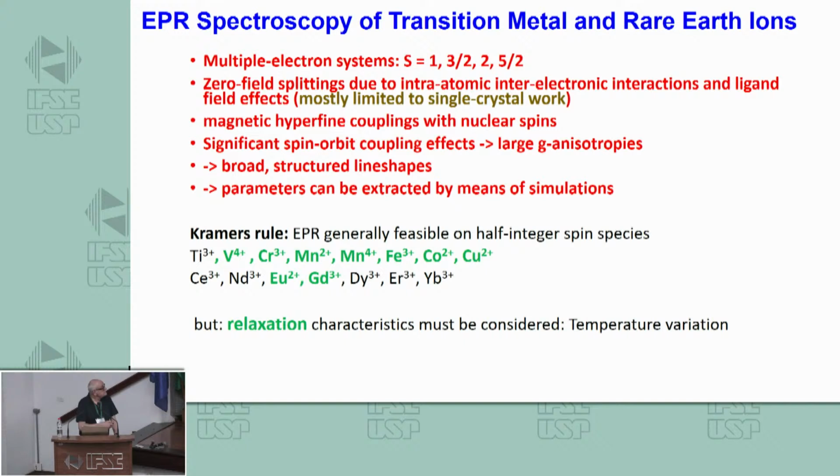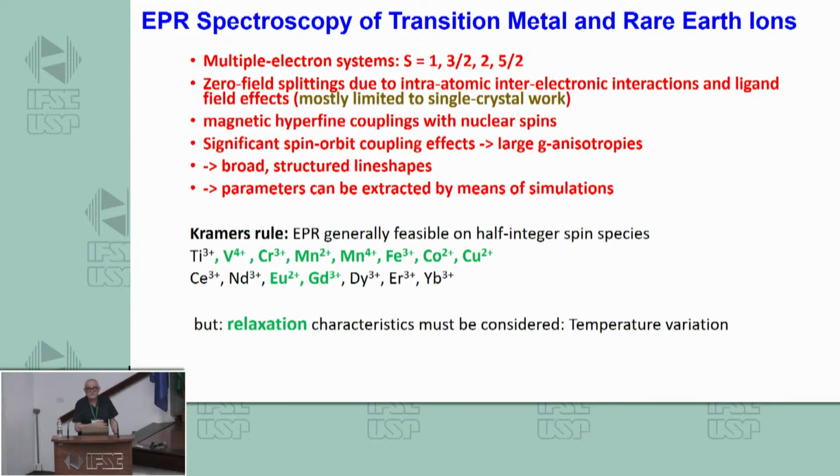Basically, that changes the theoretical description of EPR and introduces an additional interaction, the so-called zero-field splitting interaction. Because now you have another interaction to worry about, namely the intra-atomic inter-electronic interaction. So how, for instance, in chromium 3 plus, the spin 3-half, the 3 unpaired electrons are interacting with each other.